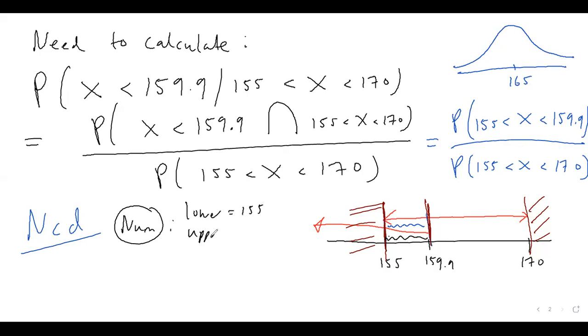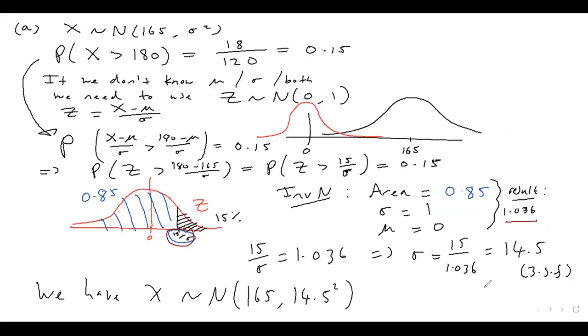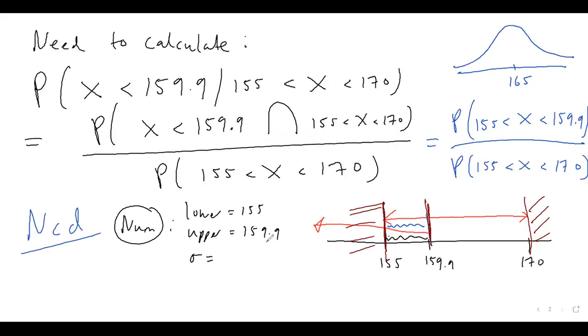Your upper is going to equal 159.9. And your sigma is going to be the sigma that we had before, so 14.5. And then your mu is going to be the mean, 165. So we're going to plug that into our calculator and we will see what we get.